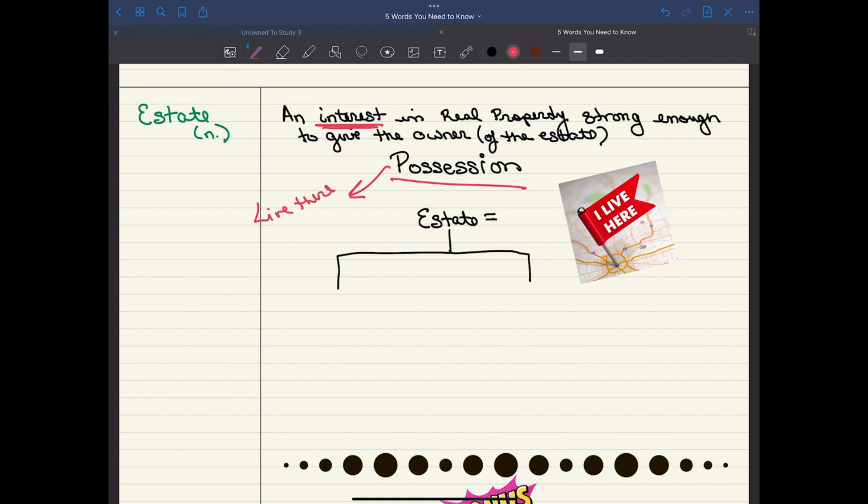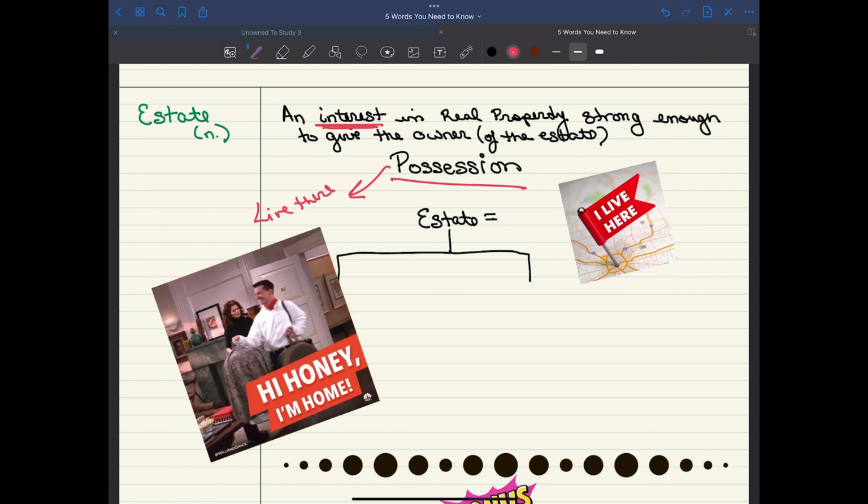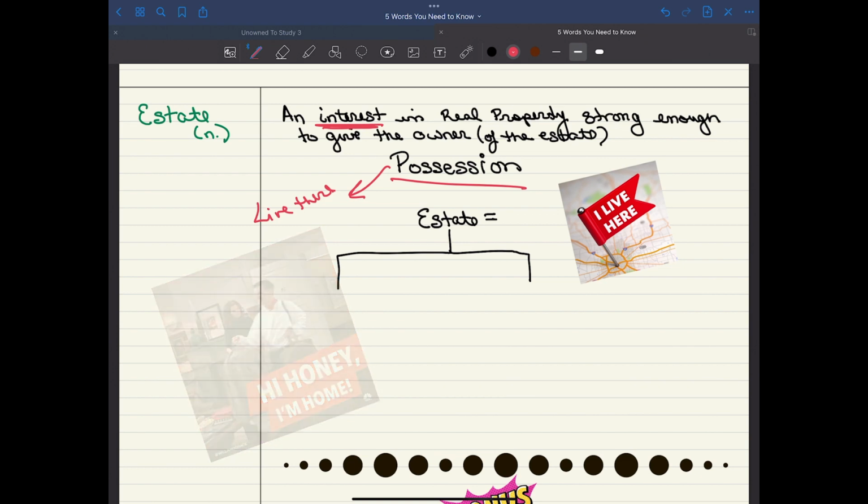Remember, I said an easement was non-possessory. It means that you can't live there, you can just use it. If somebody gives you an estate, they are telling you you have a right, and that right is strong enough to say, hey, move in, pack your bag, get your pillow. This is where you can put your head at night. You will learn a lot about estates in your class, but you'll also learn there's two main types of estates. You've got your freehold estates, and you've got your non-freehold estates.